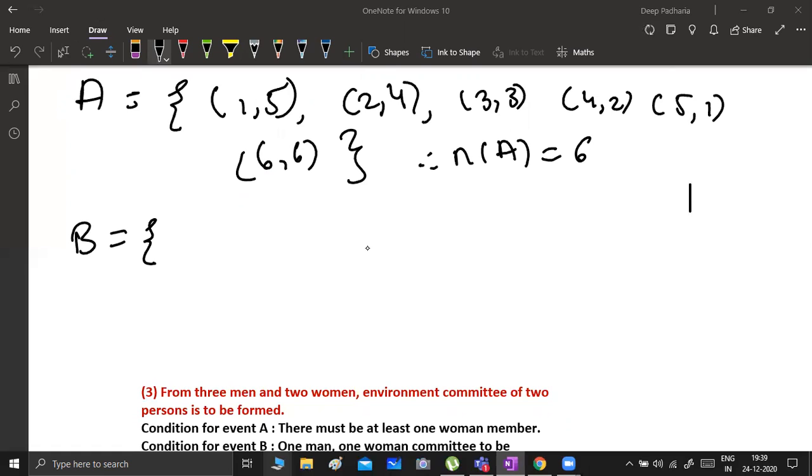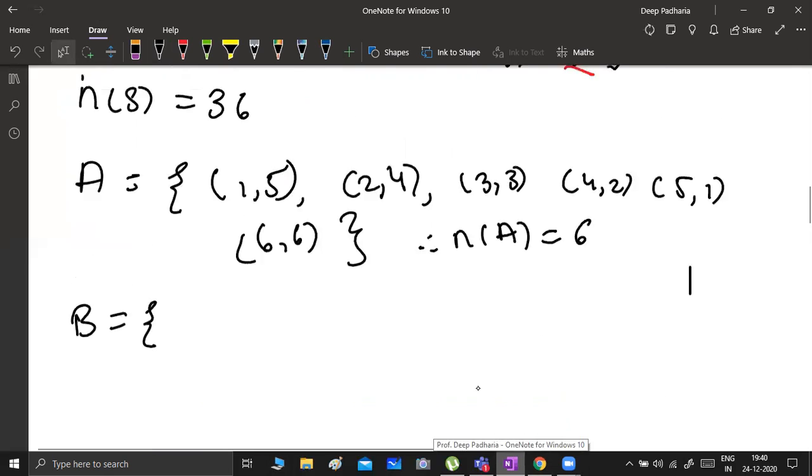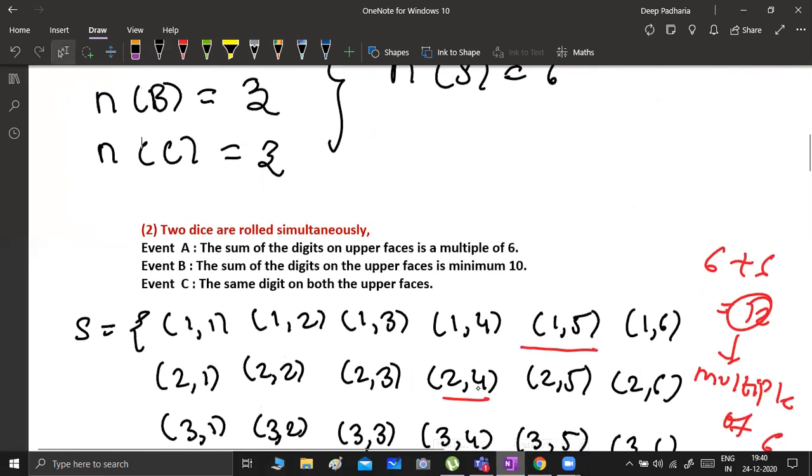Talking about event B, it is asked for an odd number on the upper face. So just check. No, sorry, what is mentioned here is wrong. Wait. The sum of the digits on the upper face is minimum 10. Okay, no issue. Minimum 10. Listen carefully, minimum 10. If it is more than 10, that is fine too.